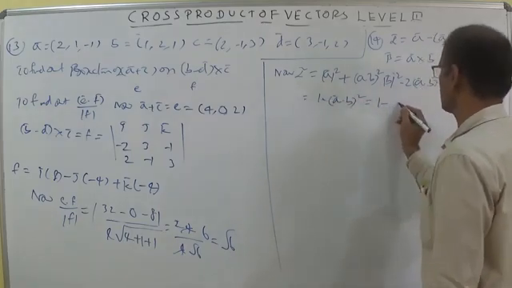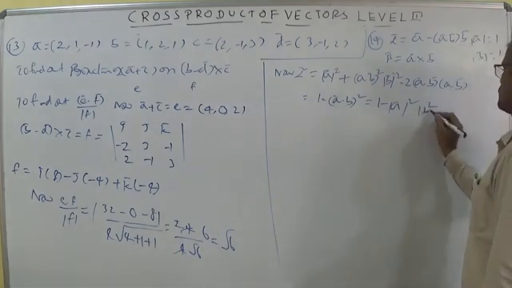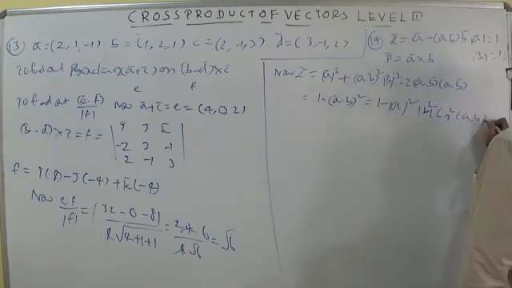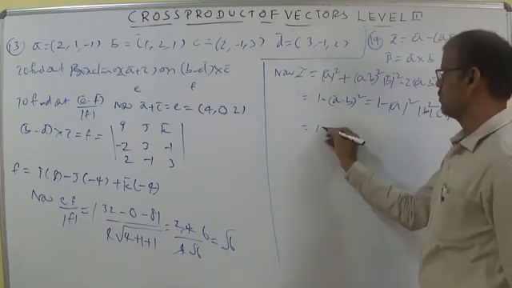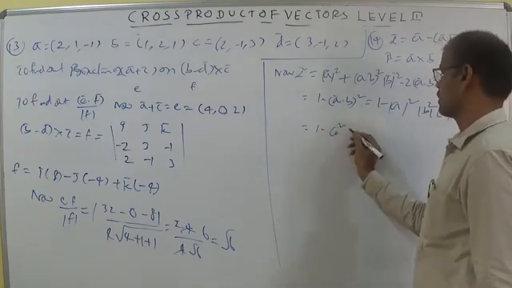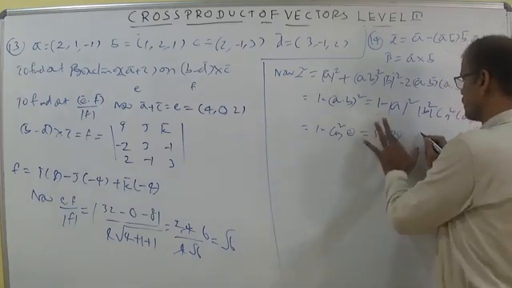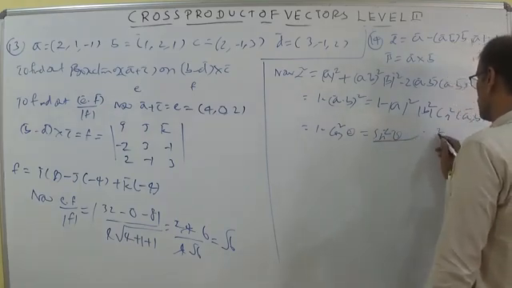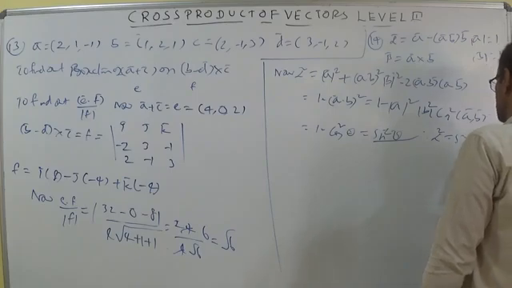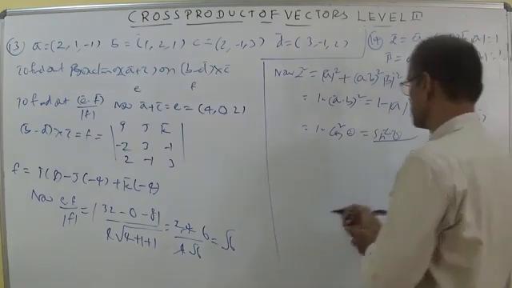We can say that 1 minus this is modulus of A square into modulus of B square into cos square of A comma B. We know that mod A equals 1 and mod B equals 1. Then 1 minus cos square theta, you can conclude, is sin square theta. Therefore, we got alpha square equal to sin square theta, so alpha equals sin theta, or you can take plus or minus sin theta.